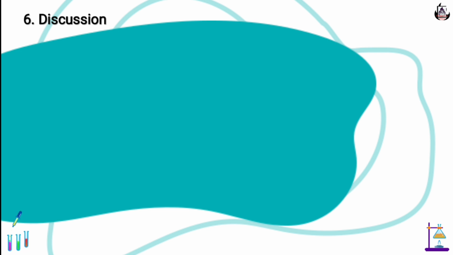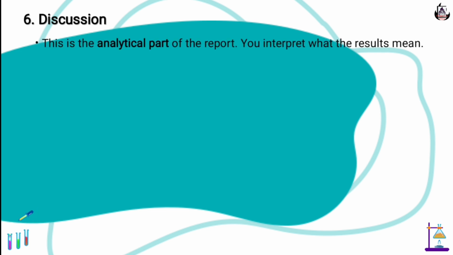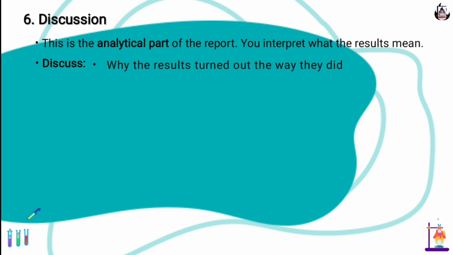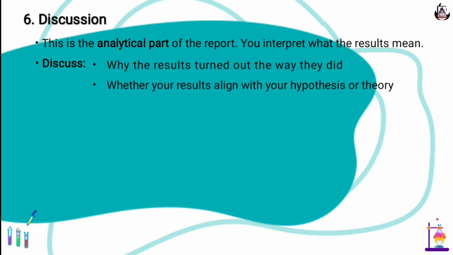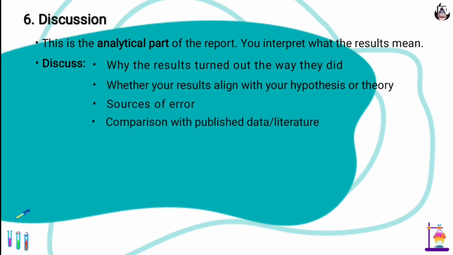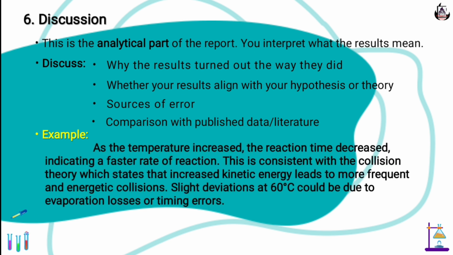In the discussion, you explain why the results came out as they did. Compare with literature, check if your hypothesis was correct, and mention possible errors. For example, faster reaction rate at higher temperature confirms collision theory.